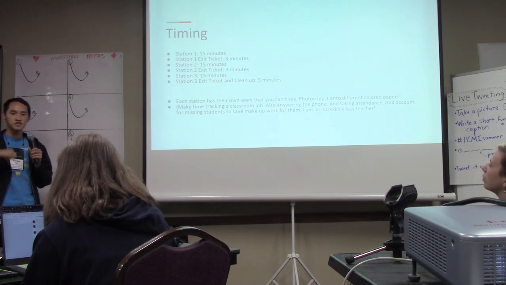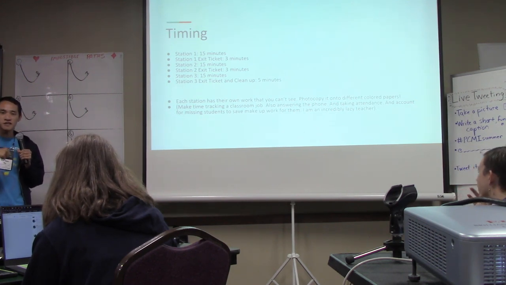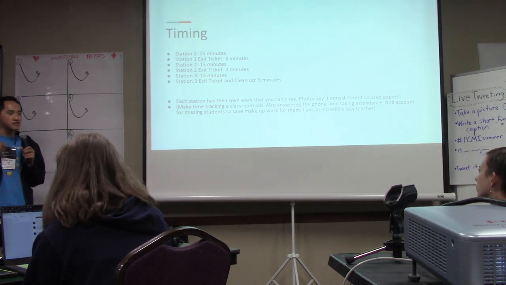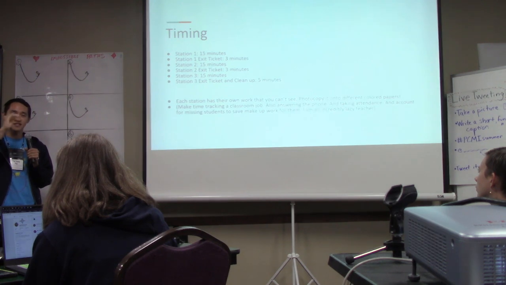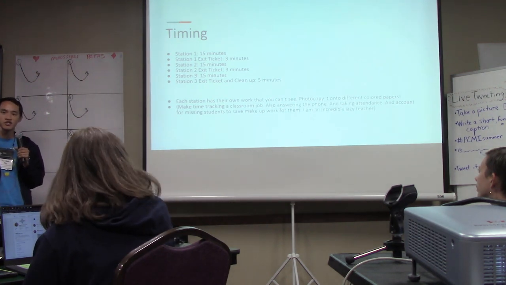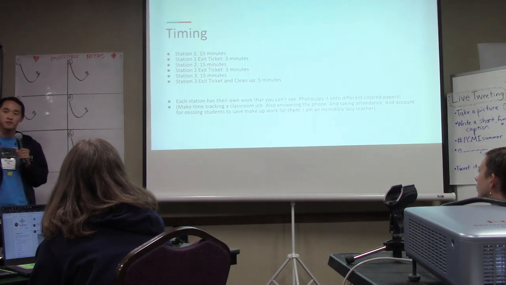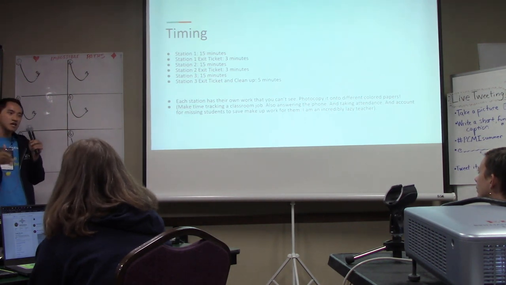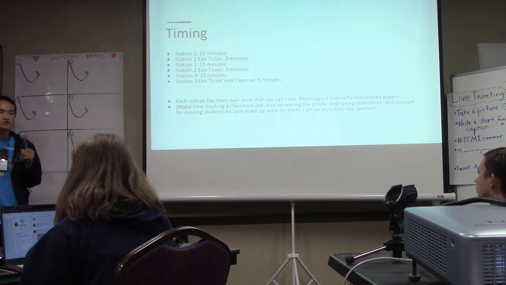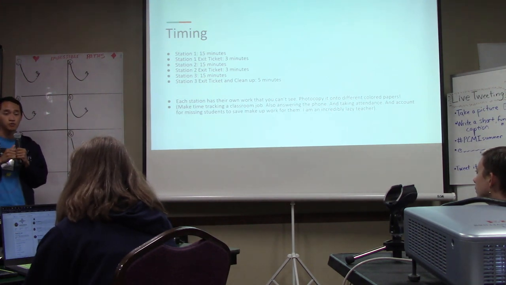So everybody would just go to their station, they'd have 15 minutes at that station, then 3 minutes for an exit ticket, rotate, 15 minutes to the next station, rotate. And I think being able to incorporate a mini exit ticket within each station was really good in terms of pacing. It really helped force kids to think about their time and whether or not they can solve, and also pressured a lot of kids to work together.